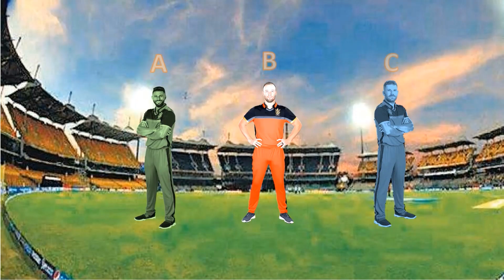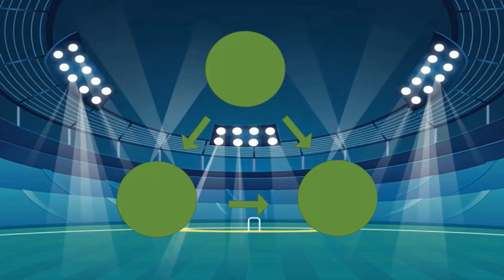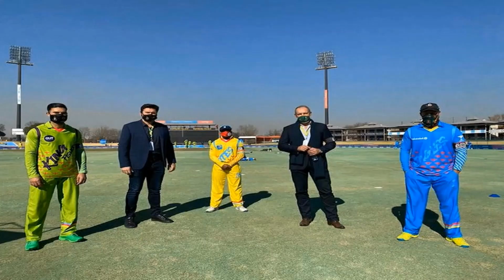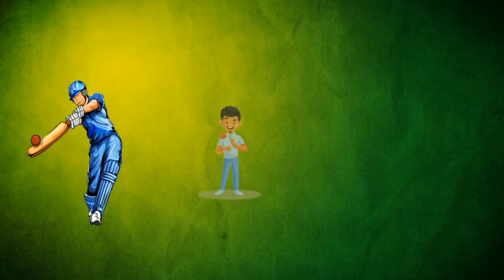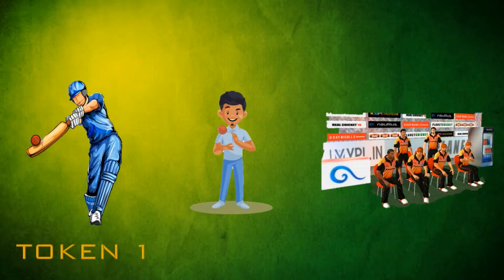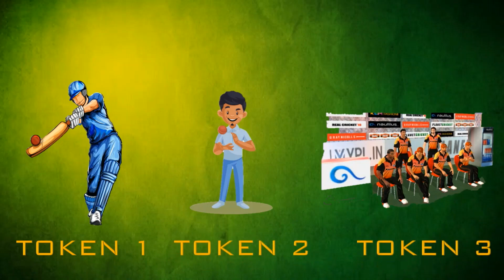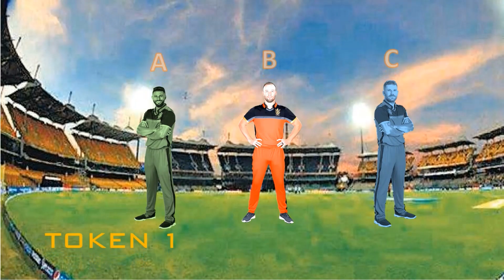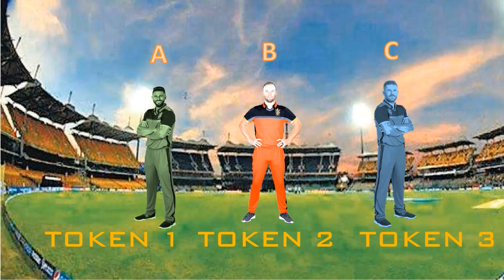To make this easy for you, let's name the teams as A, B and C. Each team will have to follow a cycle of bat, bowl and dugout. The role which they have to perform first is decided by the toss. Token 1 indicates that you bat first, with token 2 you bowl first, and you sit in the dugout first for token 3. For example, if A gets token 1 followed by B and C getting token 2 and 3 respectively, A will bat first against B while C waits in the dugout.